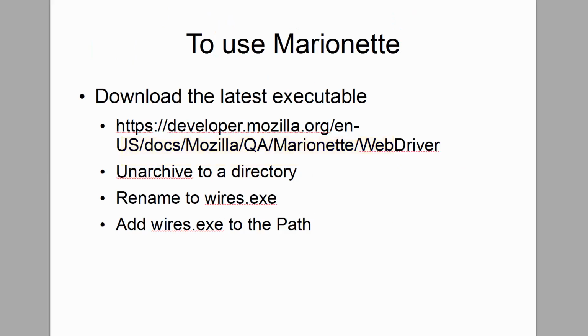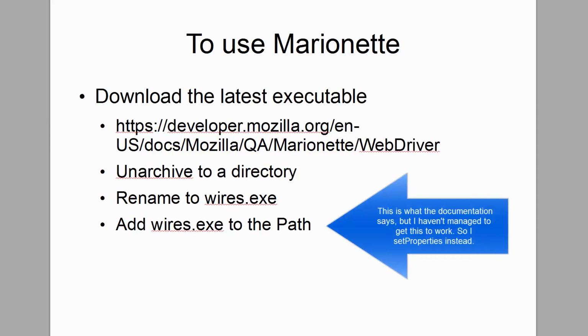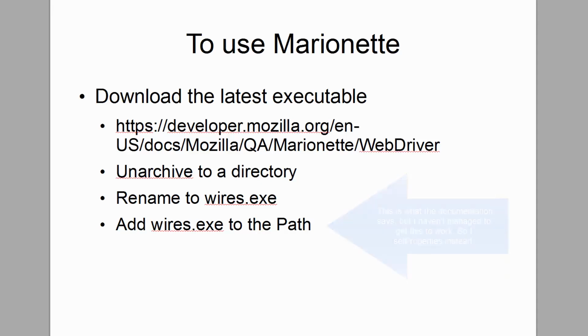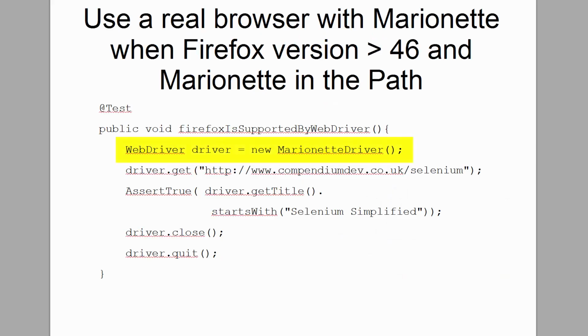So we download the executable from their WebDriver page. We unarchive it to a directory, we rename it to wires.exe and add wires.exe to the path, and then our test is very simple. Instead of using the Firefox driver, we use the Marionette driver, and I'll show you all this in the next video. That's the simple way of doing it.